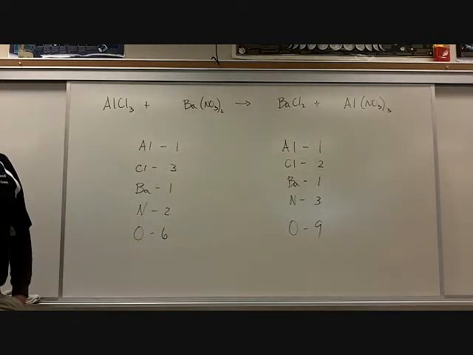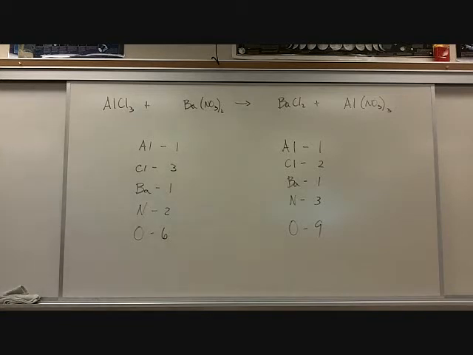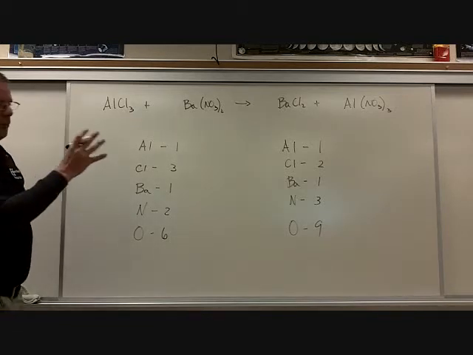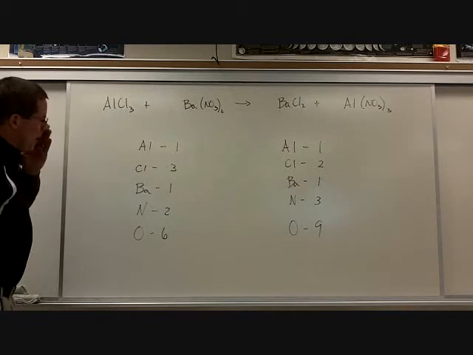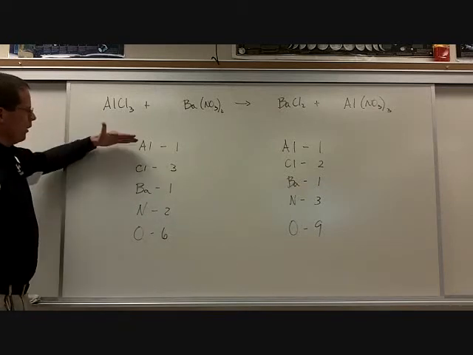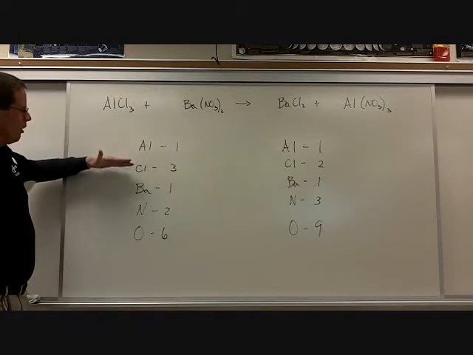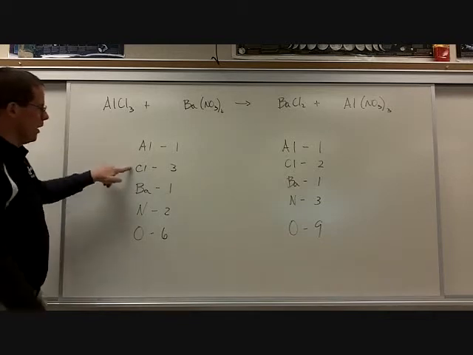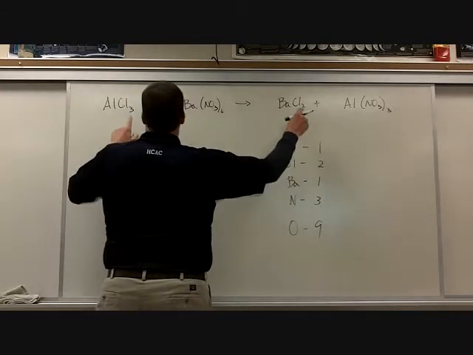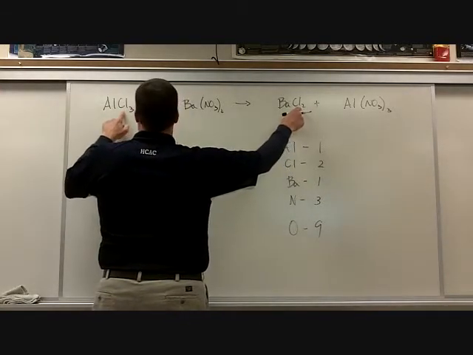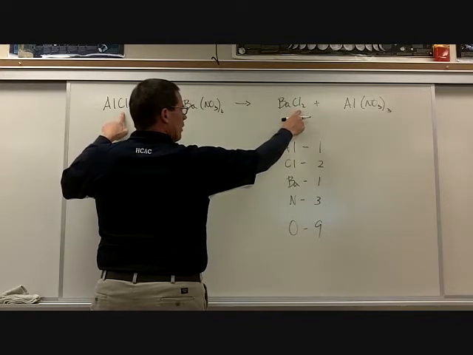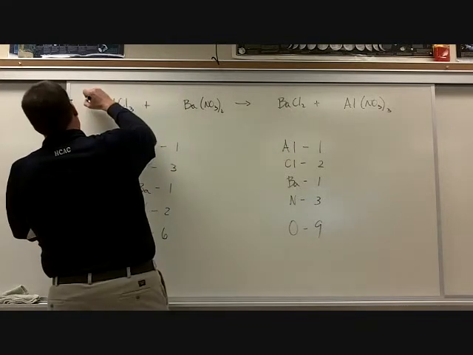Everybody see that? Are we balanced? No way. Now sometimes it'll be balanced as written, okay? But not this. All right. Well, the aluminums look good, so let's skip it. Go down to the chlorines. We've got 3 on the left side, 2 on the right, and the chlorines are here and here. So how can we get the same number on both sides?